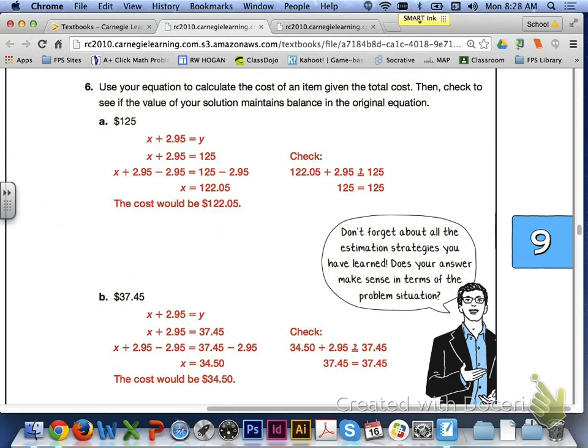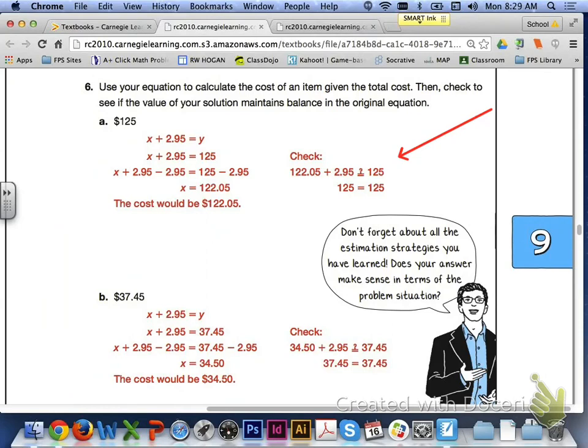If we take a look at letters A through C for number 6, the numbers that we see are going to be substituted in for the value of Y this time. So if we take $125 and plug it in for Y, we can see that the cost would be $122.05. Again, we are isolating the variable, and we are making sure that we use the inverse operation in order to figure out what the value of the variable is going to be. And you can see over on the right then, as far as checking your solution, we see that it maintains balance in the original equation.